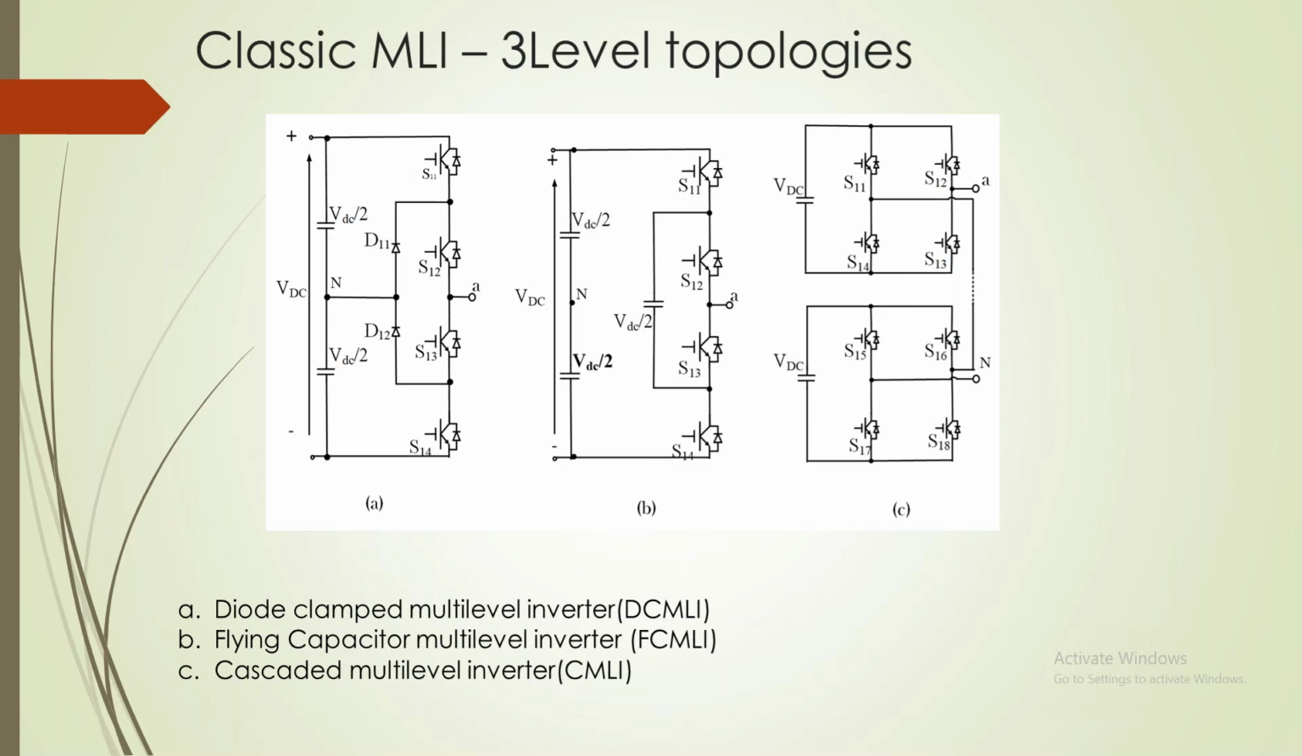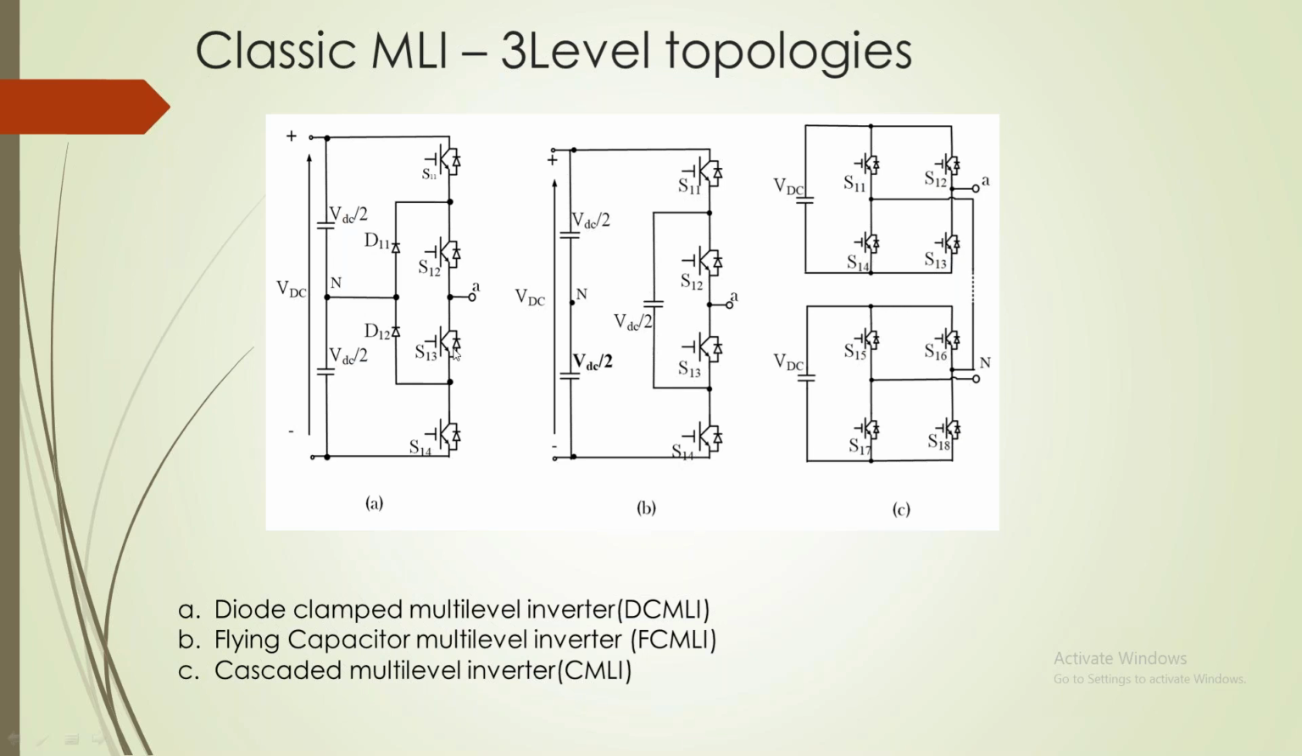Next, if I turn on the middle two switches, I turn off one switch and turn on the next switch. If you observe, these are complementary. S11 is turned off, and immediately S13 is turned on. So the middle two switches are turned on. What happens? A is connected directly to this point, so VAN voltage will be zero. So if the middle two switches are turned on, the output voltage is zero.